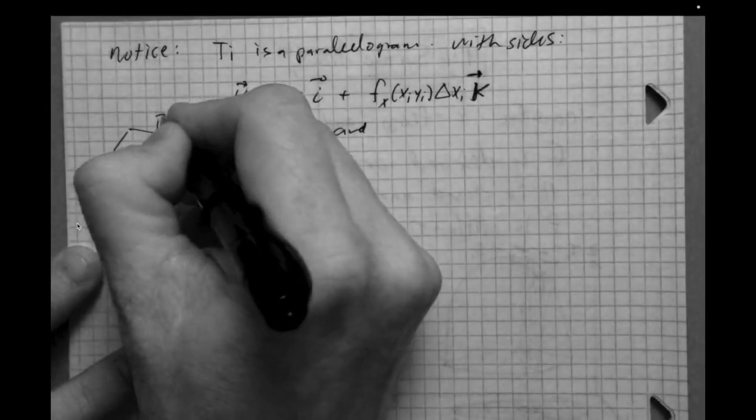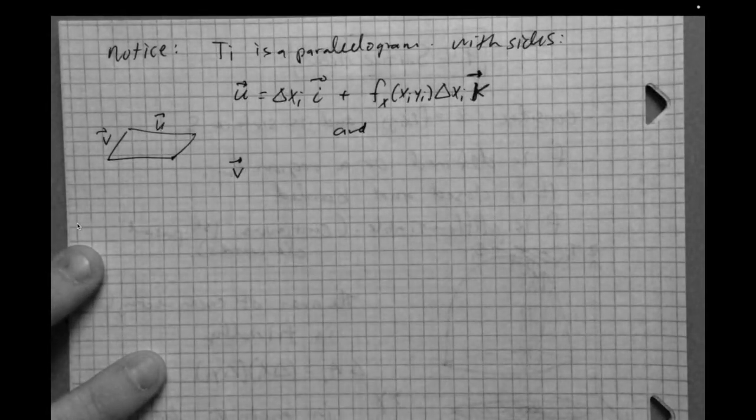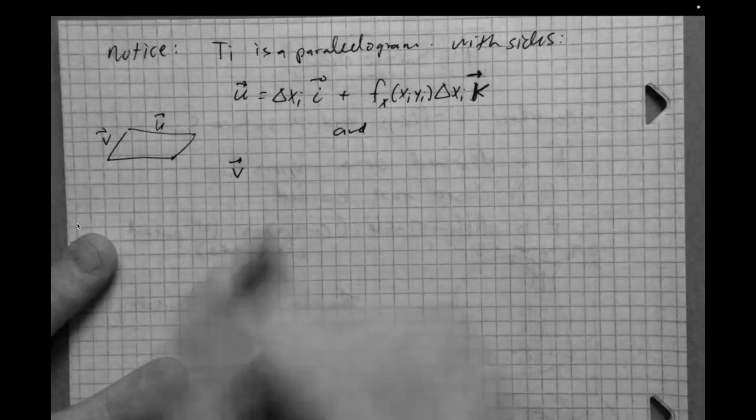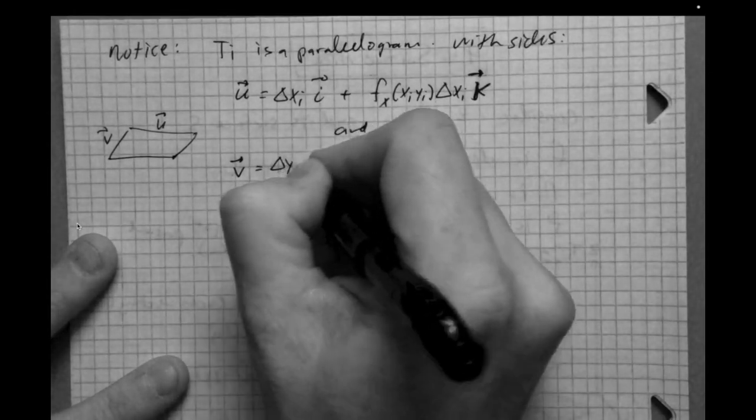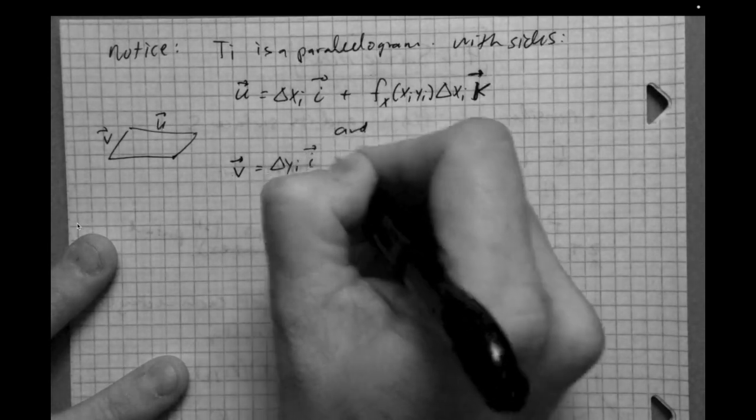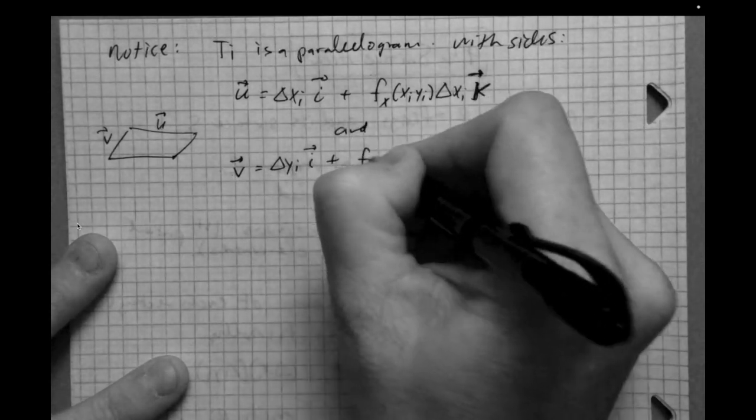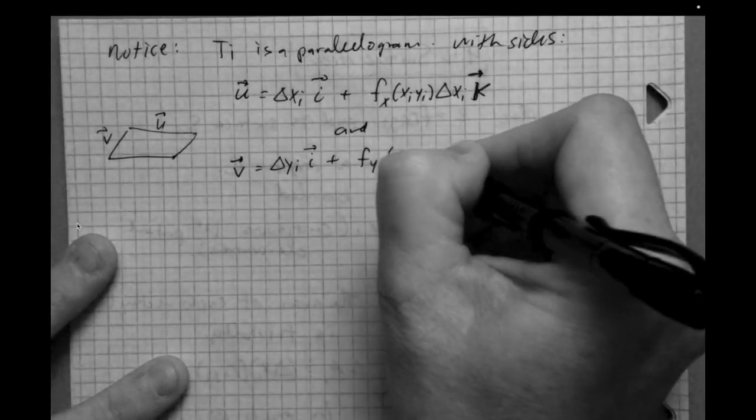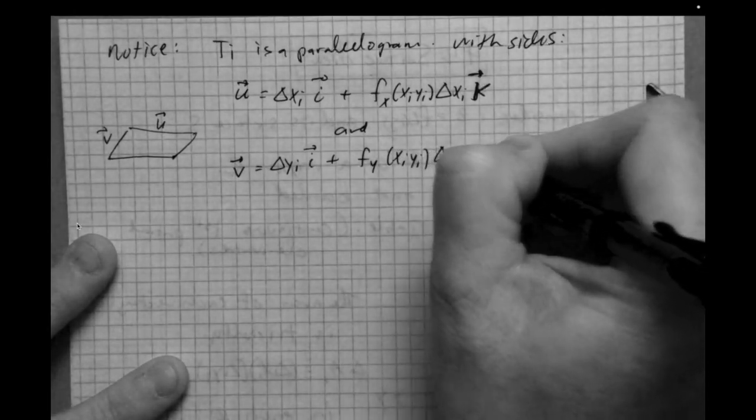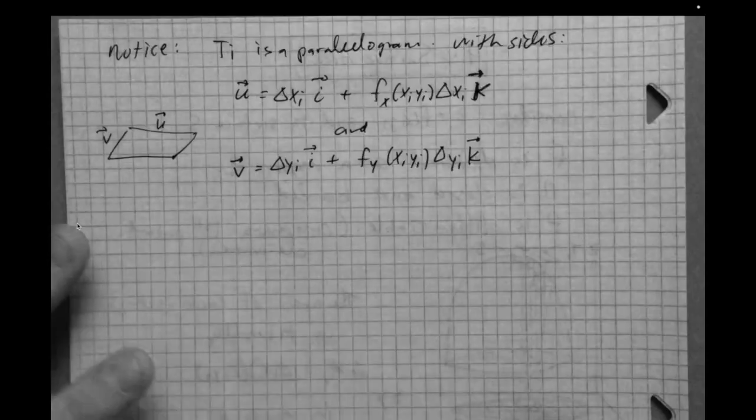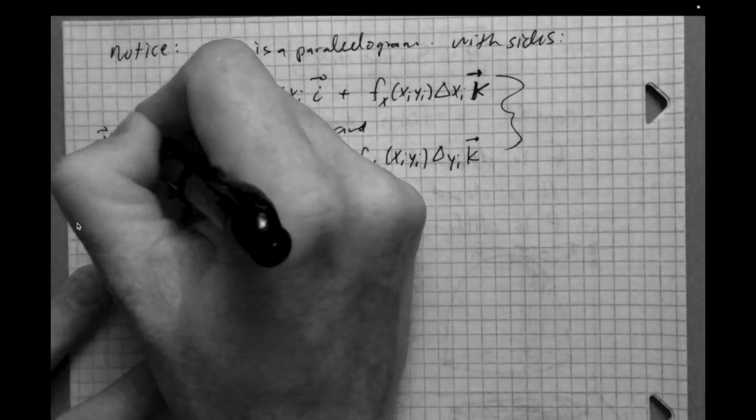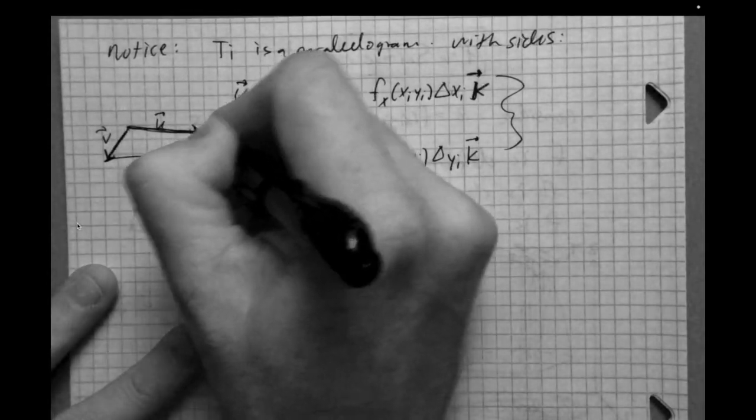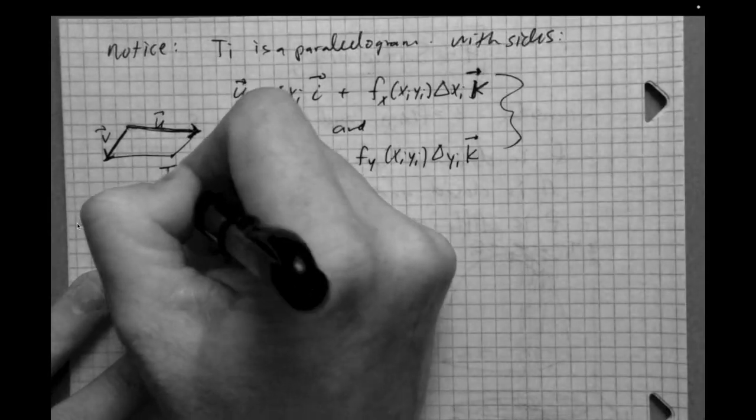So maybe we'll call this one U. This one will be V. V is equal to, so it has a similar formulation. It'll be delta yi times i plus partial with respect to y, delta yi times k. Okay, so these two here give you the sides of, and again, this is Ti.